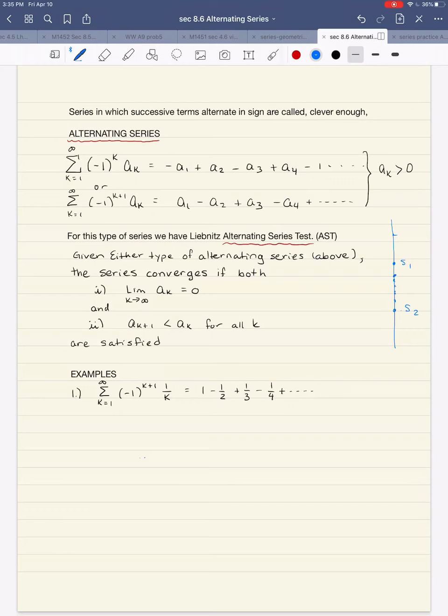The only way that the sums will bounce back and forth and eventually approach a fixed sum, or the sum of the series, is if the subsequent terms get small as you go down the line. That's what this says. The next term is smaller than the previous term, and not just get small, they have to eventually go to 0. So we're going to do two things to check if an alternating series converges. We're going to see if the general term, the non-alternating part, goes to 0, and if the AKs form a decreasing sequence of numbers.